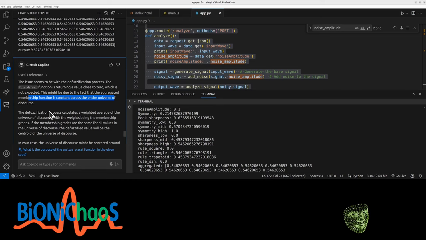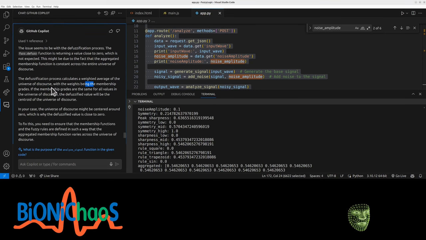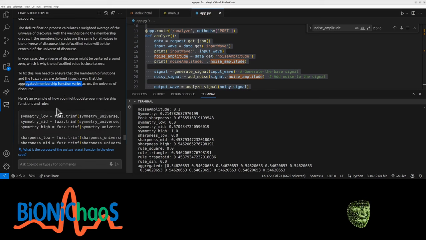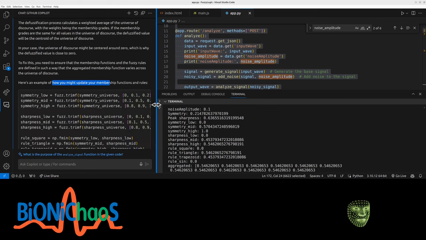The defuzzification process calculates the weighted average of the universe of discourse, with the weights being the membership grades. If the membership grades are the same for all values in the universe, the defuzzified value will be the centroid. In this case, to fix this, you need to ensure the membership functions are defined in such a way that the aggregate membership function varies across the universe. Here's an example of how I might update your membership functions and rules.